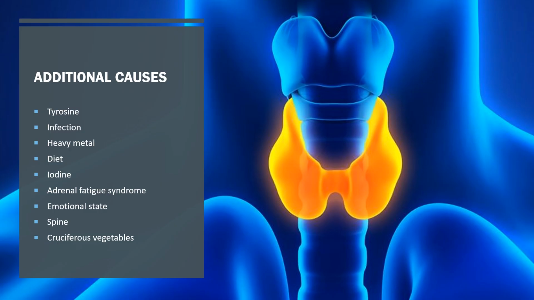Adrenal fatigue syndrome, which I've talked about in a different seminar. Especially your emotional state increases if you have high levels of cortisol. If you're constantly in fight or flight, that can cause inflammation in the brain and actually affect the immune system, cause thyroid issues. And again, we talked about the spine issues. And if you eat too many cruciferous vegetables, that can negatively affect the thyroid. So for some people with thyroid issues, we want to be careful how many cruciferous vegetables, that's going to be the broccoli, the kale, that they eat.